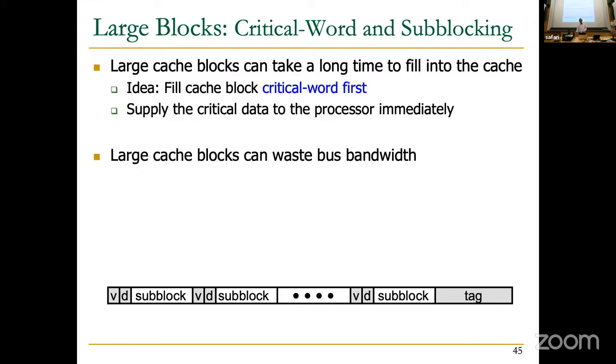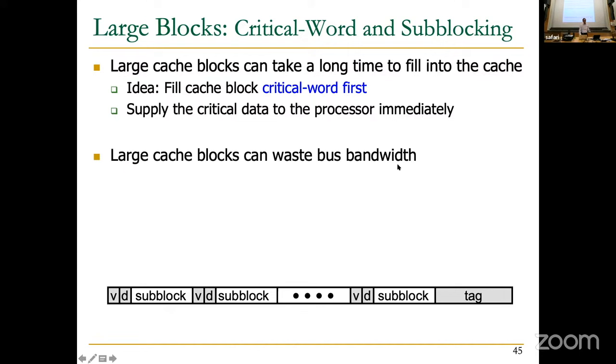So what a lot of processors today do is they do critical word first, assuming you know this information. At the first level, for example, you know that this load requires this word in this block. So you try to fetch that word first from memory and bring that first, as opposed to the entire block. So you prioritize what you fetch within the block. So supply the critical data to the processor immediately.